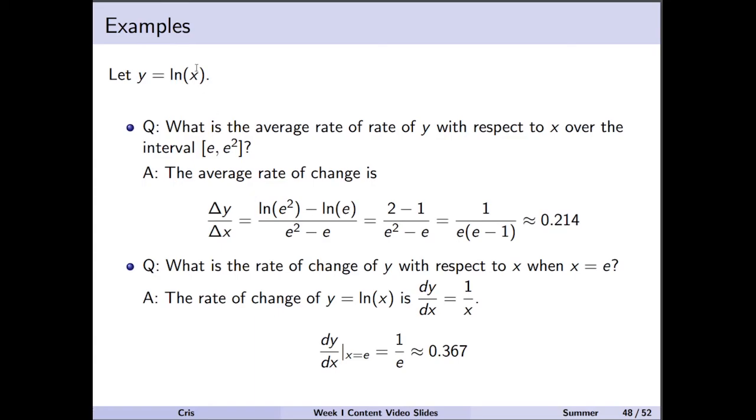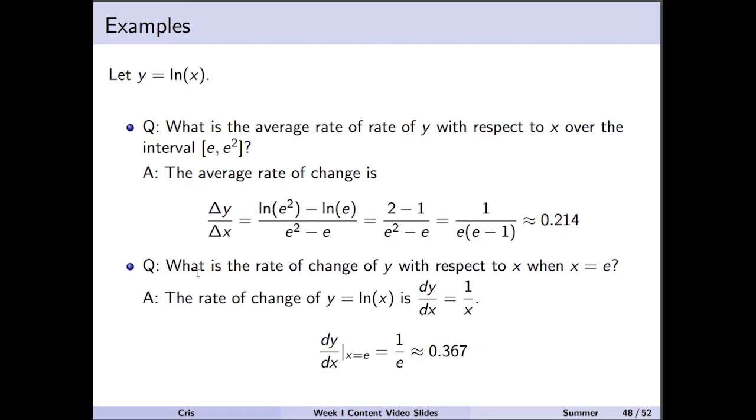This function is the natural logarithm. The natural logarithm of e squared is 2. The natural logarithm of e is 1. And so the average rate of change is 1 over e times the quantity e minus 1. Now this is the answer right here. It's approximately equal to this decimal approximation, 0.214. It's always nice to approximate things so you feel like you're doing them right.